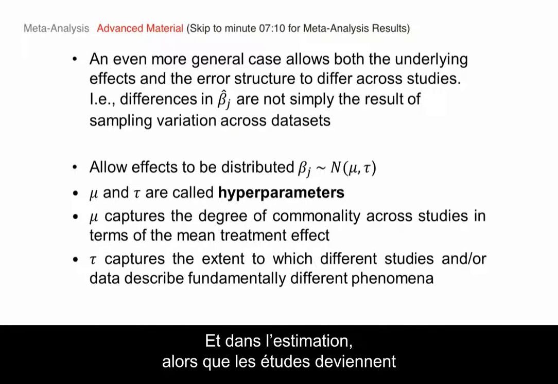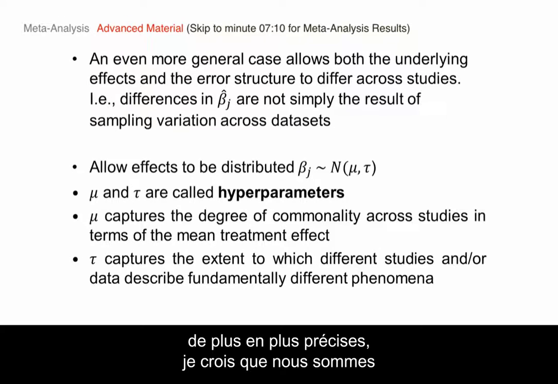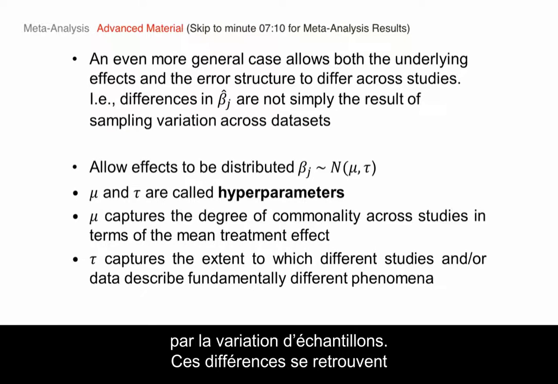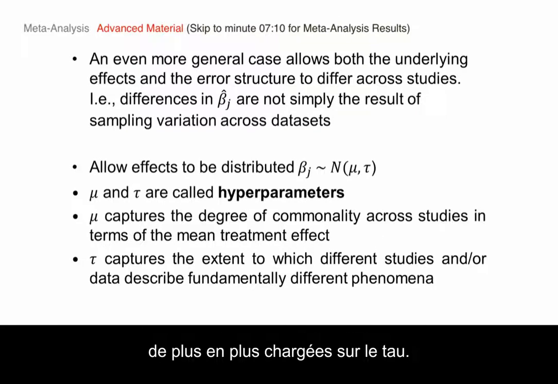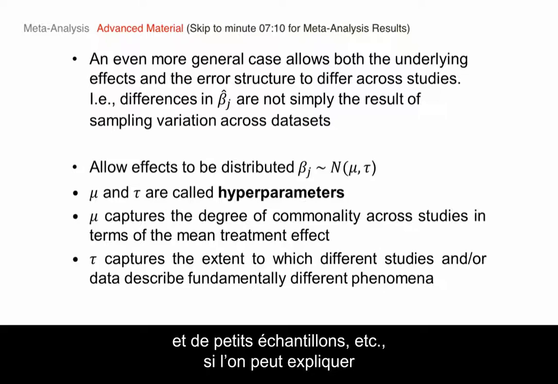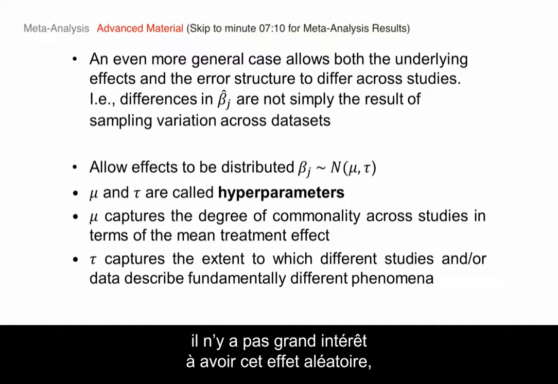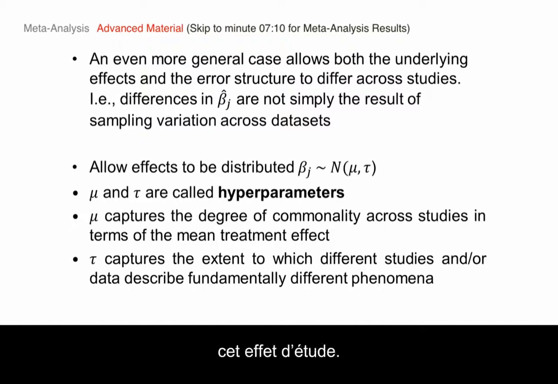And in estimation, I think the intuition is, as studies become more and more precise, you're less and less able to explain differences through sampling variation, and more of those differences get loaded onto tau. Whereas if you have lots of really imprecise estimates and small samples, and you can account for a lot of the differences with sampling variation, there's really not much role for this random effect, this study effect.